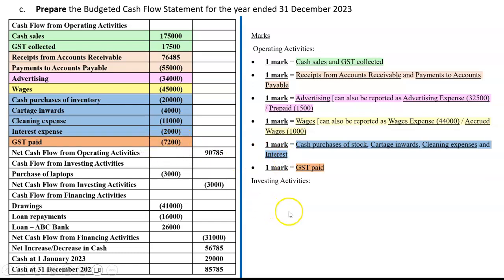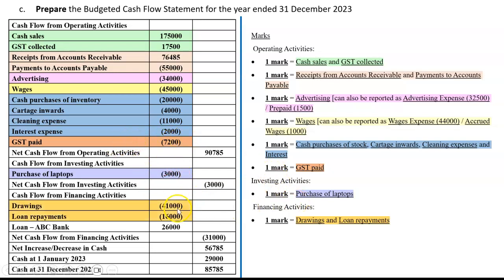1 mark and now we go to the investing section for the laptops, but not just the laptops, putting them in the right section. And also making sure you didn't put the GST on the laptops here, that just goes up there. In our financing section, 1 mark for the drawings and the loan repayments. Again, a bit harsh, could probably maybe even be 1 mark for each. And then 1 mark for this, we had to do a little calculation to get that. And that just left 1 mark for all the totals and the subtotals. And that's how we got to our 10 marks.